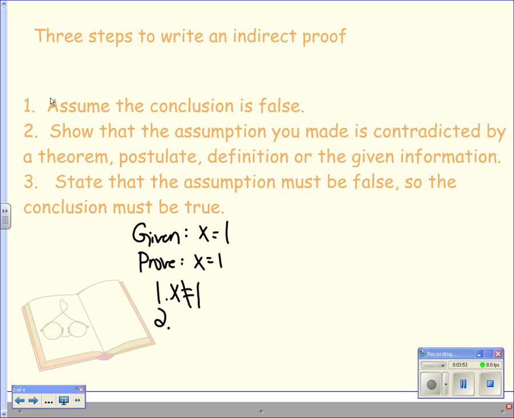Well, given information says x equals 1, right? So, therefore, since x does not equal 1 is false, or since it's contradicted, x must equal 1. Does that make sense? That's the basic idea of what we're doing with these.